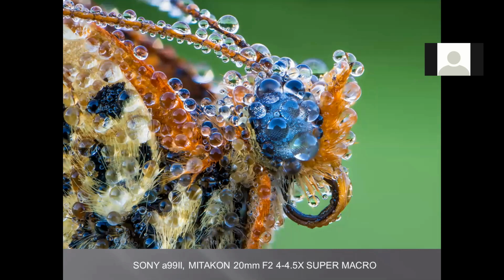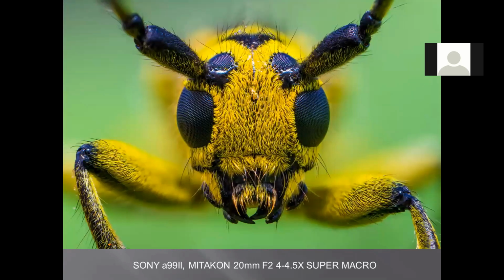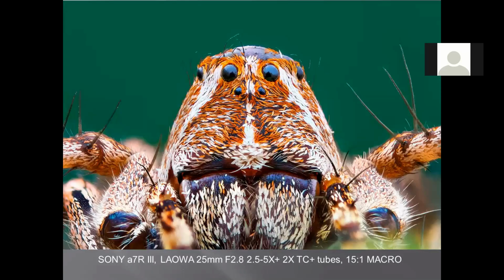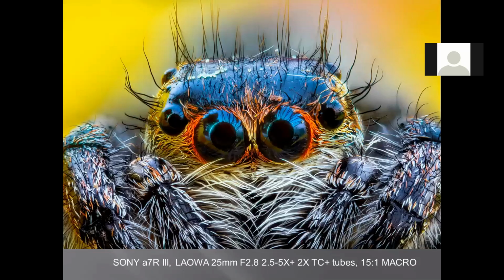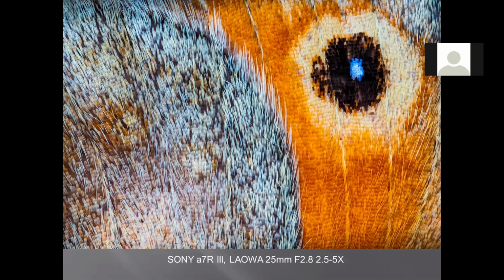Also, one older lens that I was using at the beginning was the Mitakon lens, and spiders can look somewhat scary to somebody. I hope they will not be scared too much. And this is a 15:1 macro. That is, I think, the highest that I achieved so far, combining the extension tubes and teleconverter. And now these are scales of a butterfly wing.